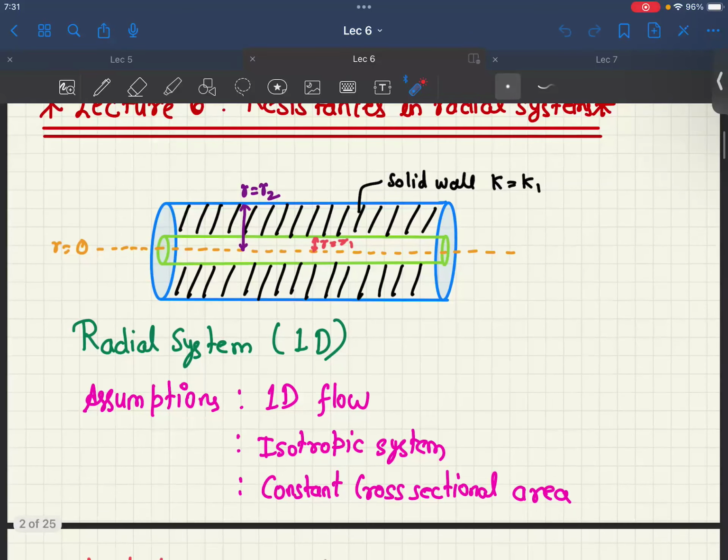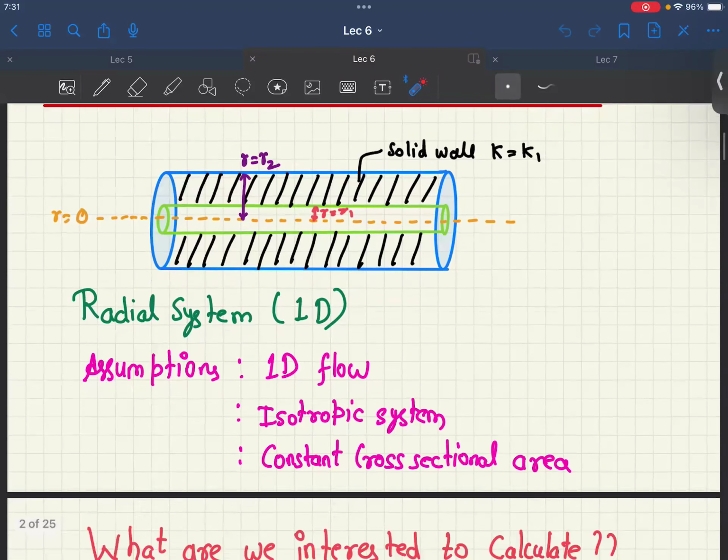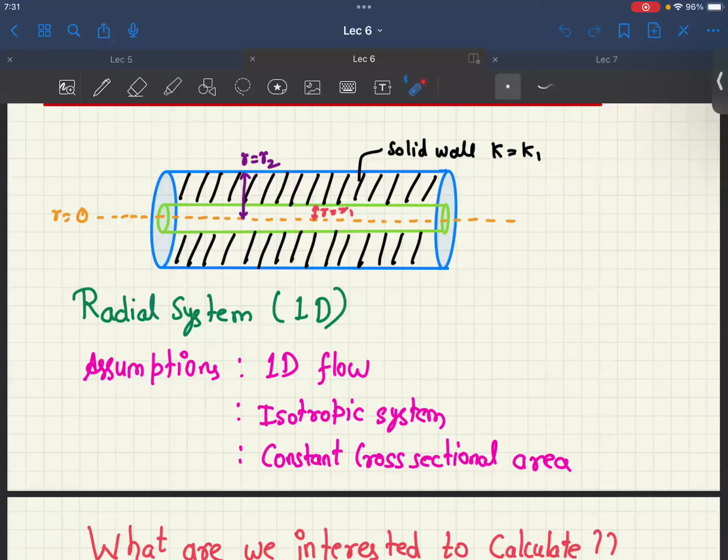So now, we have been given this system, and the temperature has been given. The outer surface of this inner cylinder is maintained at some temperature T1, and the inner surface of this bigger cylinder is maintained at temperature T2, right? For assumption purposes, we'll assume that T1 is greater than T2, so heat is getting transferred from the green cylinder to the blue cylinder.